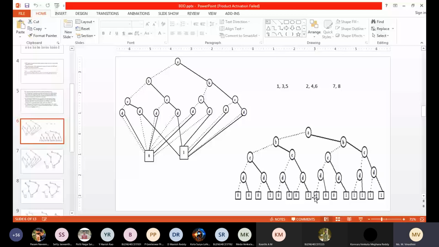Instead of having this many leaf nodes, we can have only two leaf nodes, one for 0 and one for 1. So from this D intermediate node, wherever the connection has to go to 0, we can connect it to 0. Wherever the connection has to go to 1, we can connect it to 1. And you all know, in these lines, the dashed line is used to represent the value 0, and the solid line is used to represent the value 1.